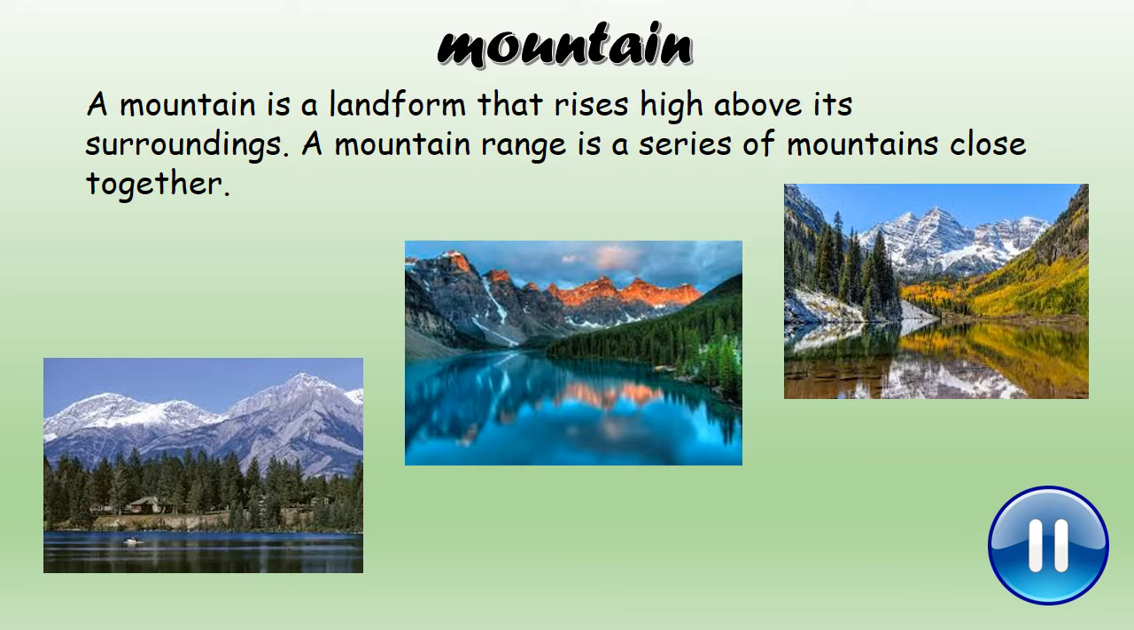Mountain. A mountain is a landform that rises high above its surroundings. A mountain range is a series of mountains close together. Perhaps the most well-known mountains in North America are the Rocky Mountains.